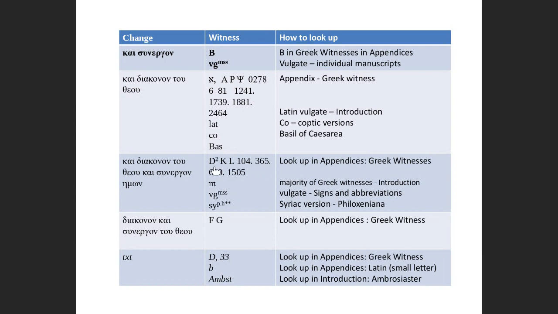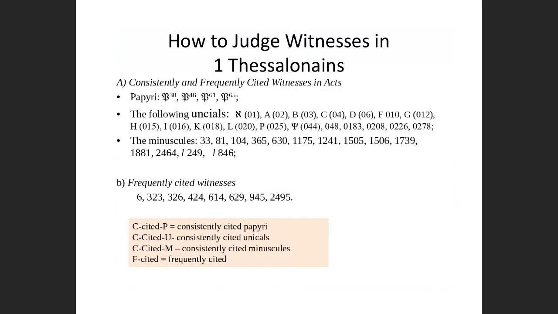The next one has some Greek witnesses, and it says M, a majority of Greek witnesses, and Vulgate, and it has the Syriac. Now, remember, the Syriac would be logical because Syria was the province in Rome that this all was in, so the Syriac language was used. The diakonon kai sunergon tou theou has some later witnesses, some Greek, and the text has a Greek witness in small letters, but the key part is that it has an early writer, Ambrose, one of the early bishops.